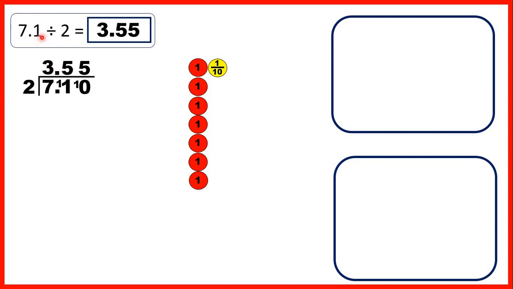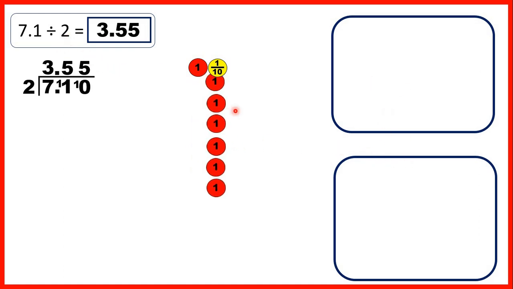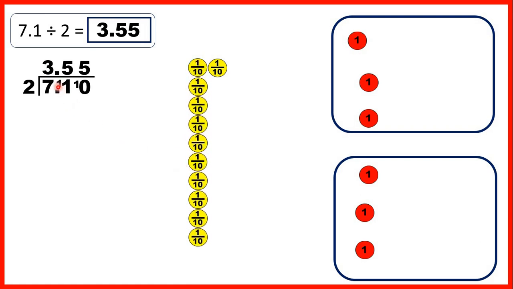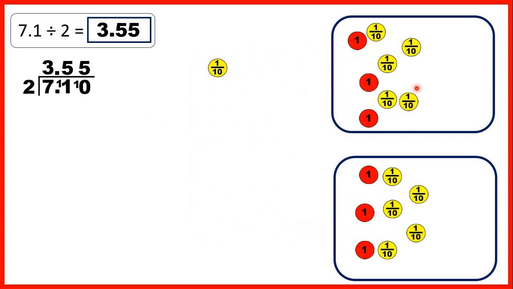Finally, we had 7.1, so 7 ones and 1 tenth, and we were dividing by 2. We can share out 6 of these ones to give us 3 ones in each group, so that's why there's a 3 in the ones digit of our answer. We can write the remainder in front of the tenths because 1 one is the same as 10 tenths. That gives us 11 tenths. When we share those out, we have 5 tenths in each group, so that's why there's a 5 in the tenths digit of our answer.